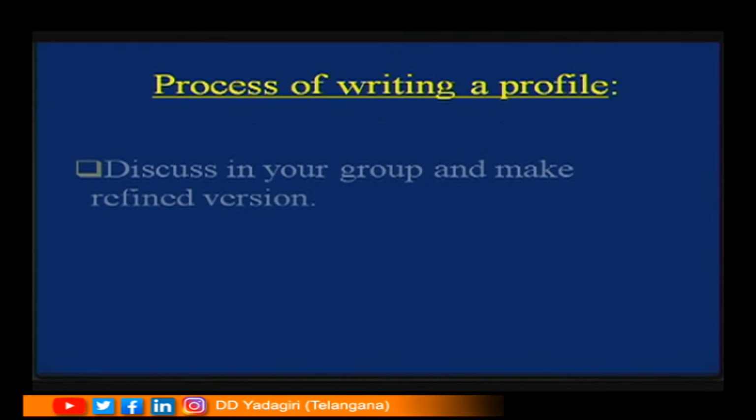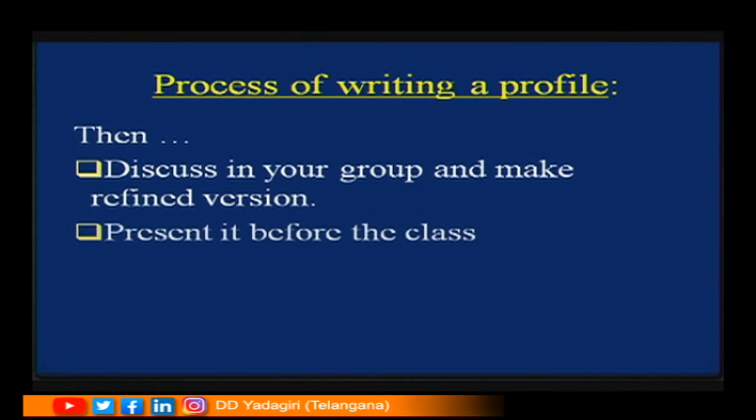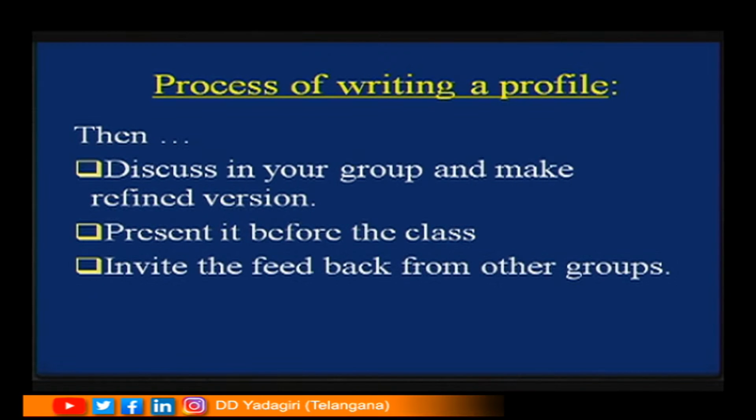Then discuss in group and make refined version. You have written your own profile and you have checked whether there are any errors and modified yourself. Though there may be some errors or better sentences, you can discuss with your group members. If necessary, make it refined. Then present it before the class. After presenting, invite the feedback from other groups as well, because they may help you to write a better profile.